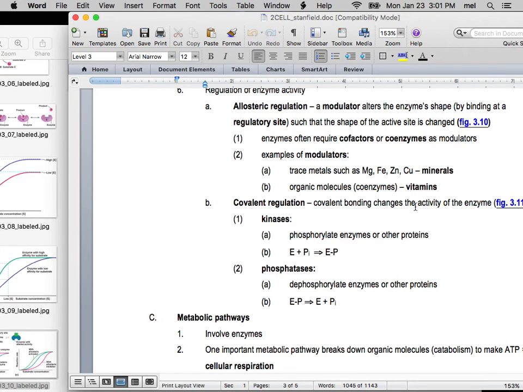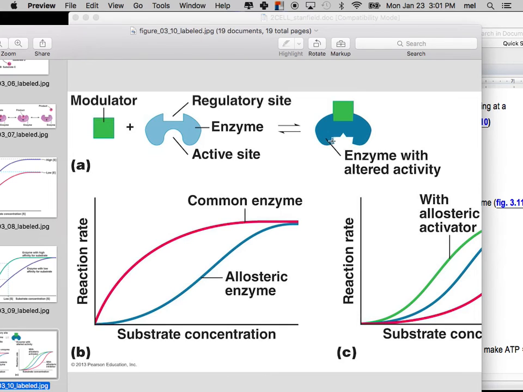So the modulator can temporarily bind and turn it on or turn it off. This is how a common enzyme works, right? As the substrate concentration increases, the reaction rate increases until you hit saturation, right? This is how something that actually needs to be turned on works, right? It takes a little longer because you have to wait for the modulators to bind. Does that make sense?